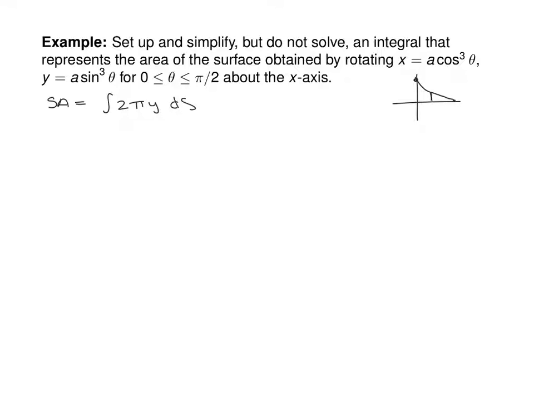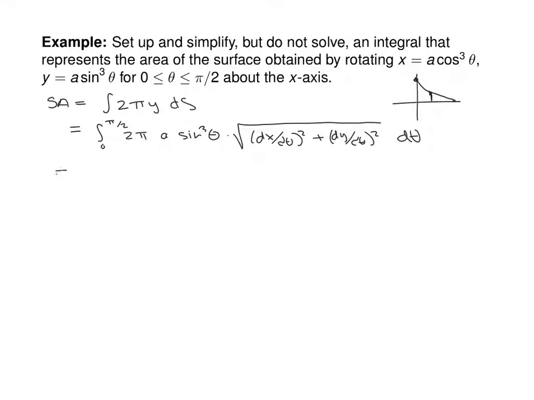Remember, think that you have the circumference of a slice. The ds tells you the length of that slice. So that's the integral from 0 to pi halves, 2 pi times a sine cubed theta, and then ds gets a little bit complicated. Remember that ds is the square root of dx d theta squared plus dy d theta squared d theta. So let's take the constants out of the integral.